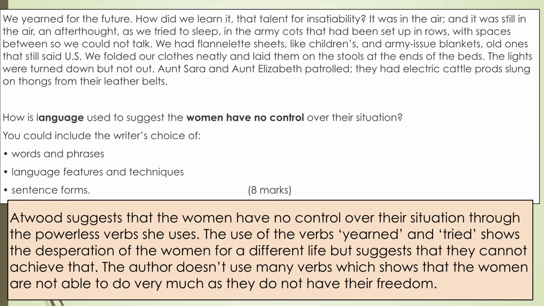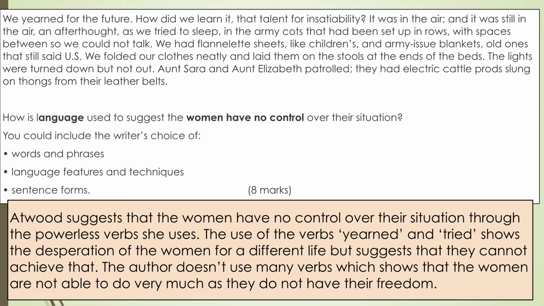Now, the question, obviously, is, how is language used to suggest that women have no control? And this is the first paragraph as a model answer for this question. You need at least 2 to 3 paragraphs, so don't just think this one adapted, changed slightly, is going to give you all your answer. It's not. This is a starting point for you.